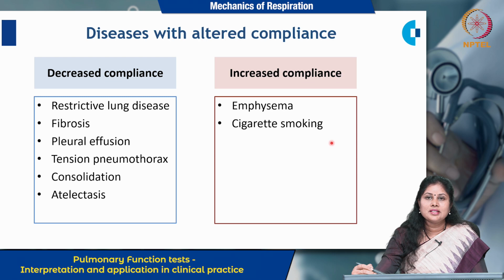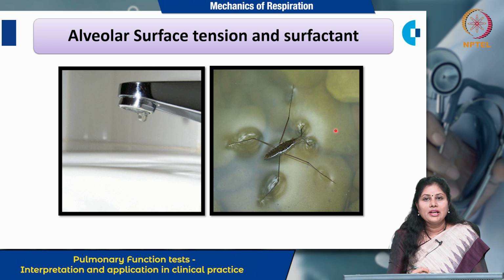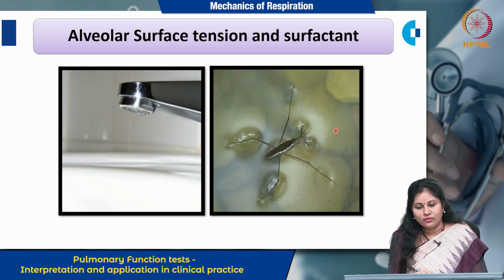Both conditions result in loss of elastic fibers, so it is very easy to distend the lung tissues, the alveoli. Next, we will move on to the concept of alveolar surface tension and the surfactant.